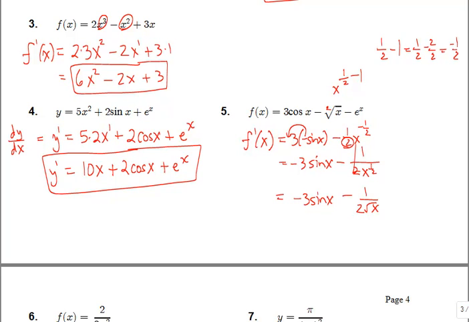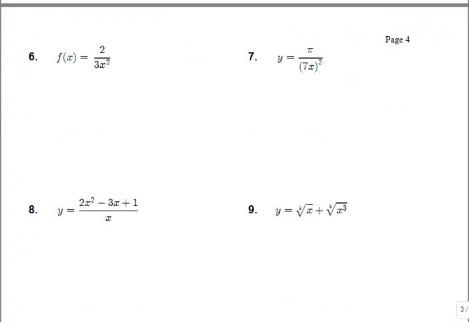Now to finish this problem off, we just have to take the derivative of our last term over here, our e to the x, and we know that the derivative of e to the x is e to the x right back again. So our final derivative turns out to be minus 3 sine x minus 1 over 2 square root of x minus e to the x.